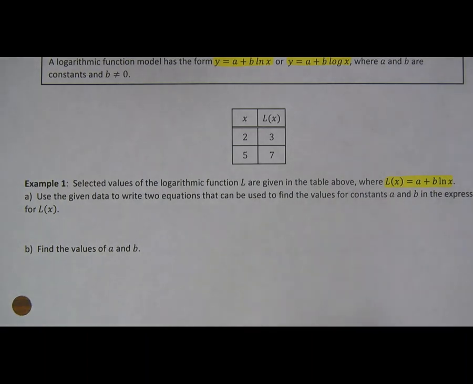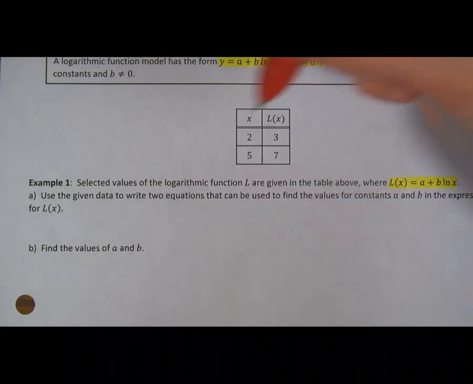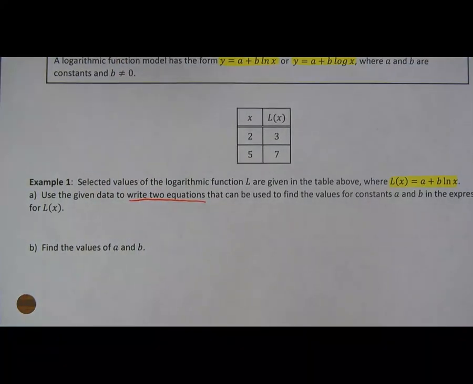Okay, so we're not going to type this into the list and spreadsheets because the very first directive here is to write two equations that could be used to find a and b.